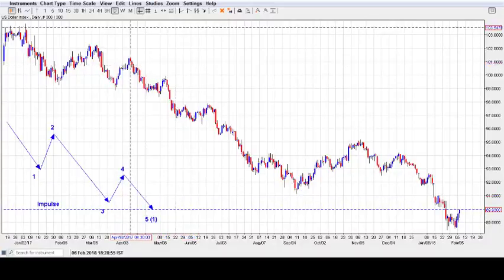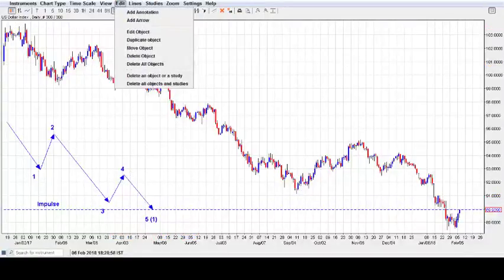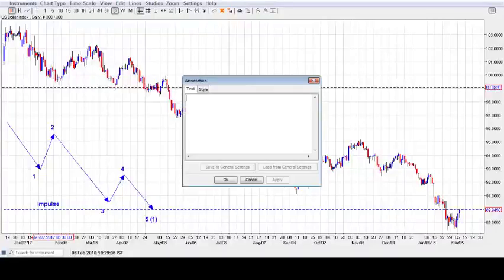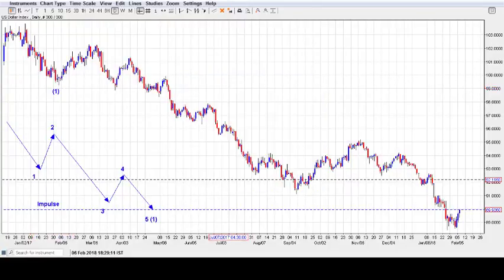All right, then let's try and plot the analogy on the live chart. I'm going to change the degrees here because we need to do some subwaves as well.